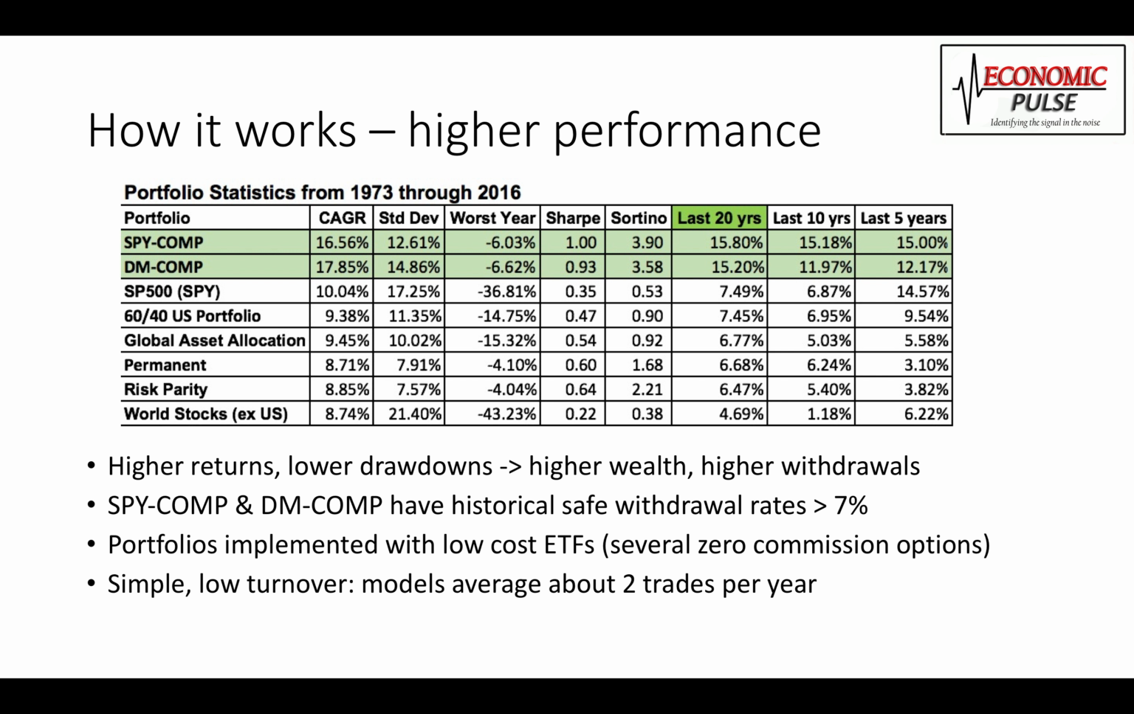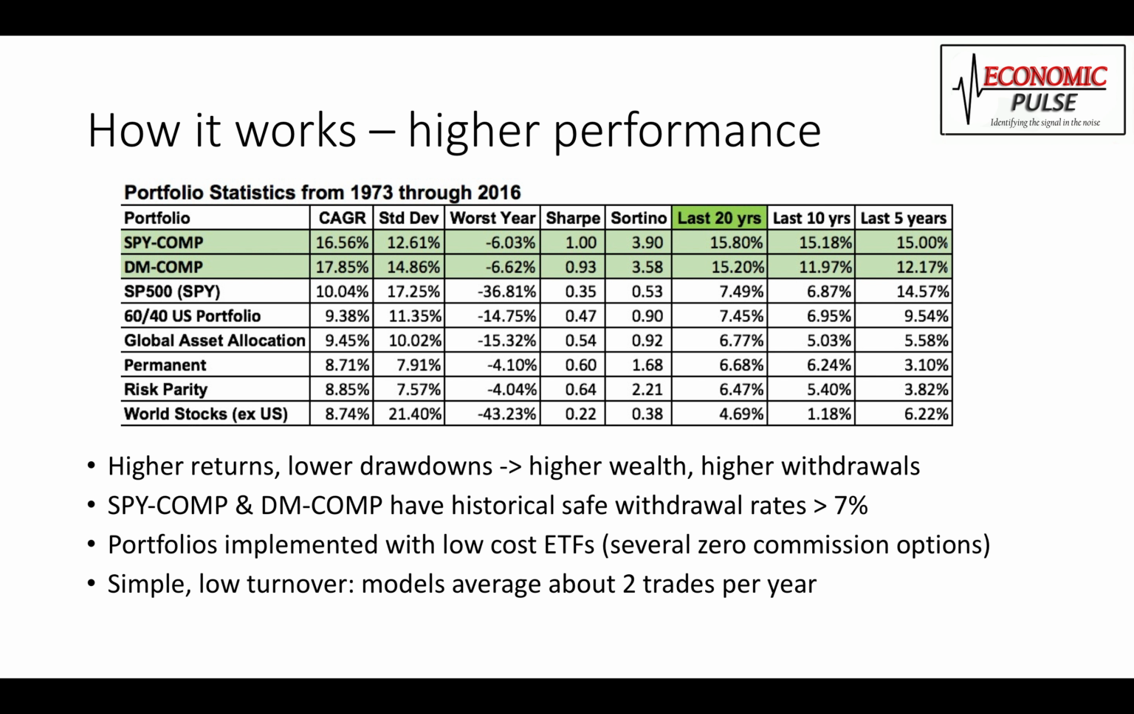And here's what it is in numbers. There's a couple different models we run in the newsletter. There's a purely U.S. model that switches between U.S. stocks and U.S. government bonds, and a dual momentum model that switches between U.S. stocks, international stocks, or U.S. government bonds in risk-off periods.